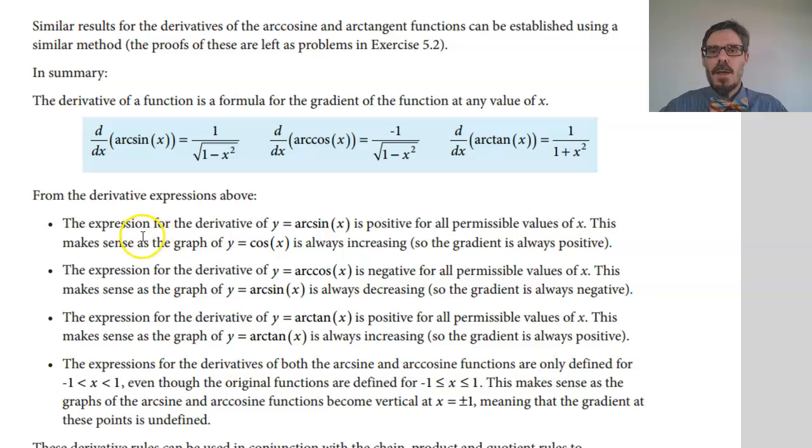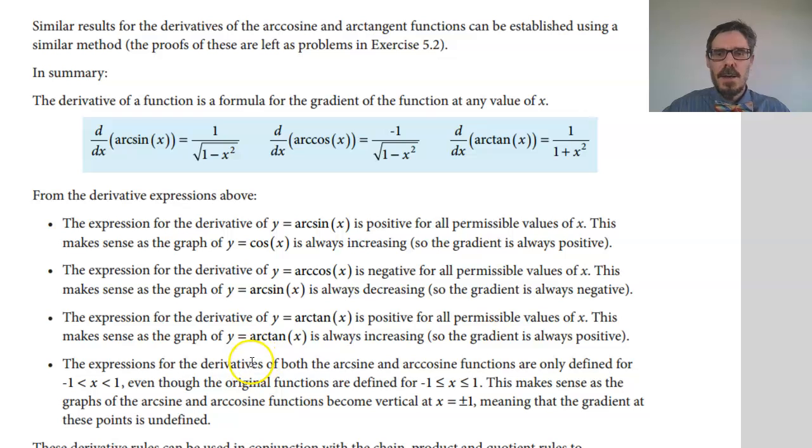So, this is just what we said before. Arcsin is positive because the gradient's always increasing. Derivative of arccos is always negative. The gradient's always decreasing. The derivative of arctan is always positive. Now, we noted that when we looked at the graph. Remember, the graph of arctan looks like that. So the gradient is positive but gets close to 0, but always positive.